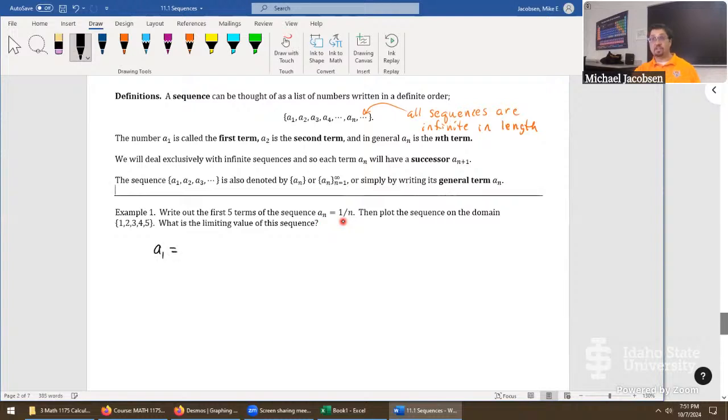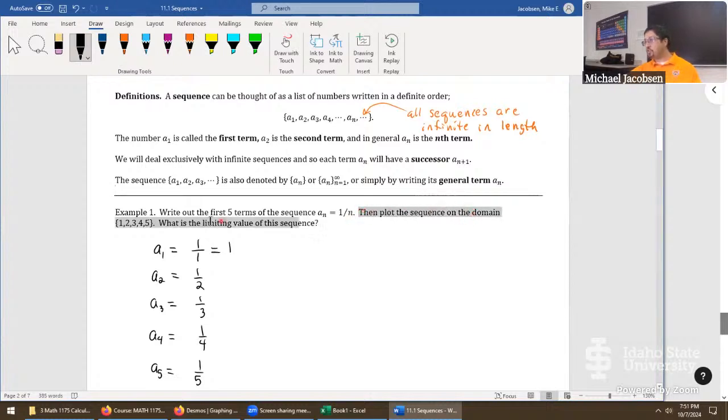It's referring to a_1 as the first term. That would be 1 over 1, or just 1. The second term is a_2, that's going to be 1/2. The third term is 1/3. a_4 for the fourth term, essentially we're just plugging a 4 in the formula, 1/4. And a_5 would be 1/5. It goes on forever, but this is really the first homework problem. Just write out the first 5 terms of the sequence.